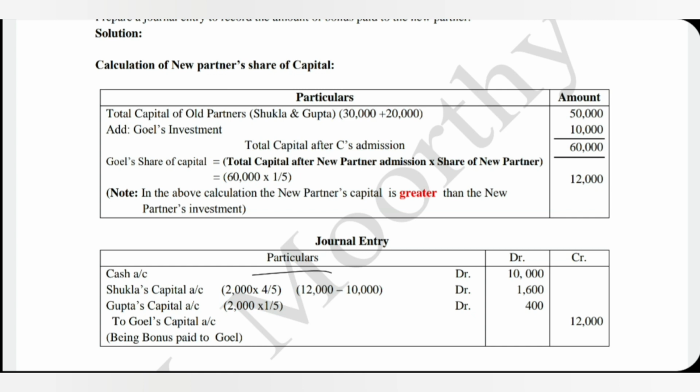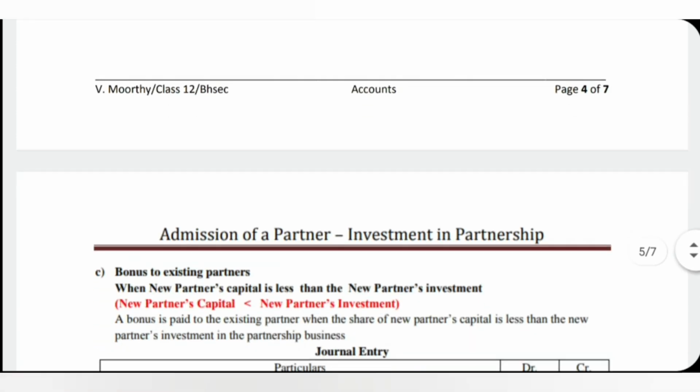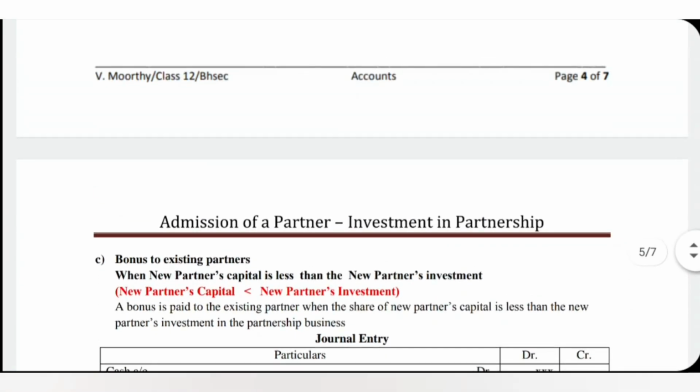And here the new partner's capital is 12,000. So the difference between the cash brought in by the new partner and the amount of capital of the new partner is 2,000, which has to be divided in the profit sharing ratio. 2,000 of 4/5 comes to rupees 1,600, and the 2,000 of 1/5 comes to 400. This is the way the journal entry has to be passed. Bonus to the existing partners.